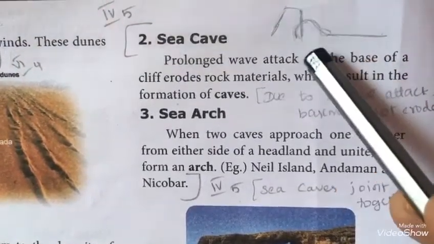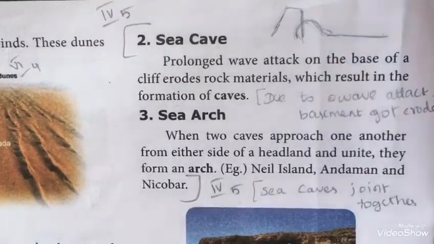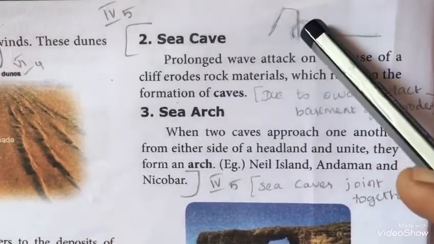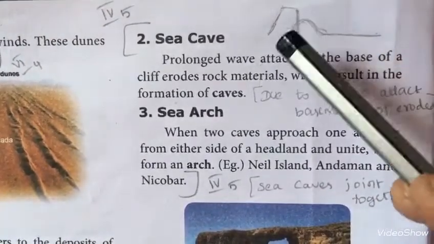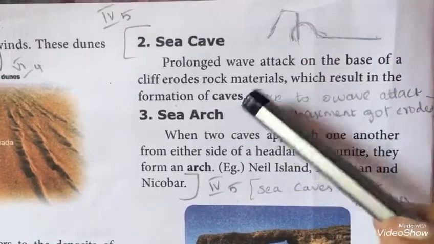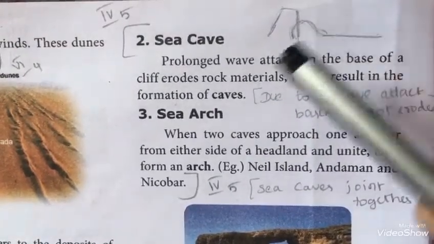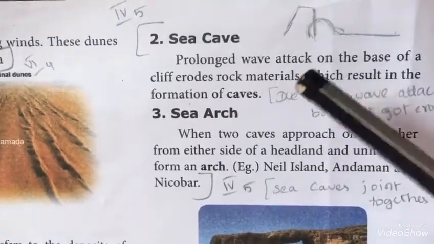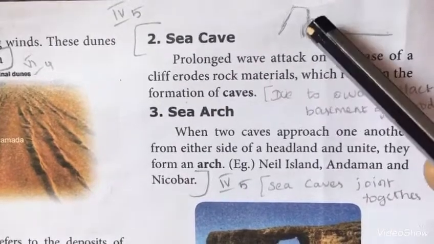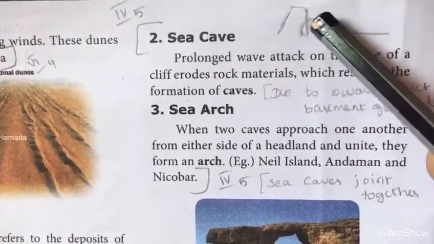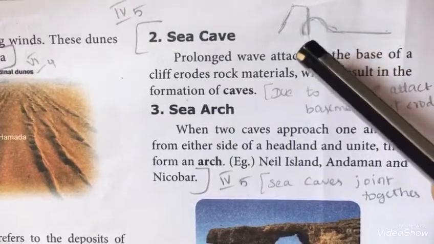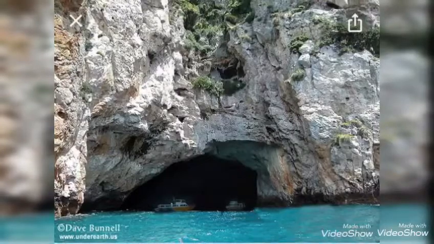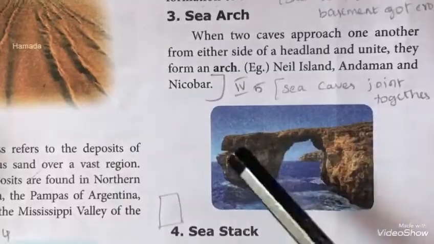So in the sea cliff, the basement of the sea cliff is eroded by the wave. Then it creates a cave-like structure. It is known as sea cave. Prolonged wave means a wave which is continuing there for a long time. So the basement of the sea cliff is eroded by the wave and it creates a cave-like structure. It is known as sea caves. This is sea cave.